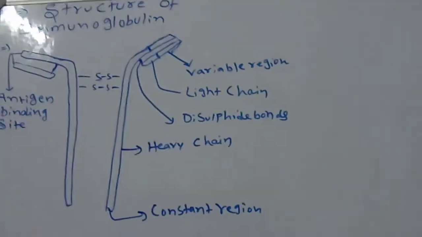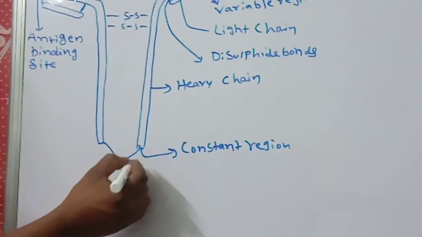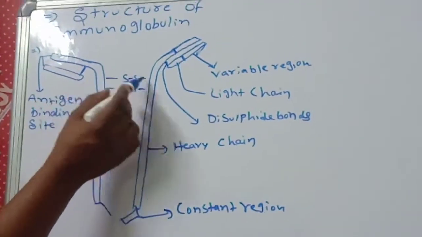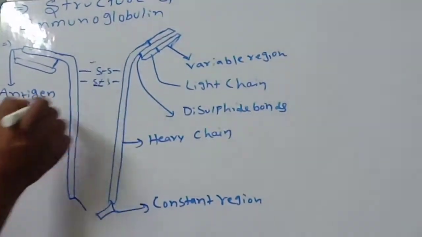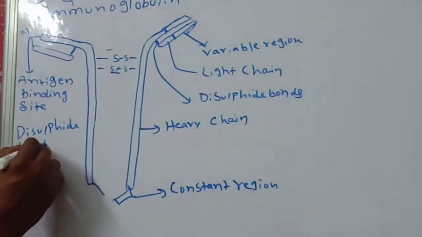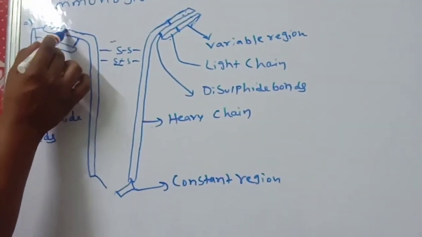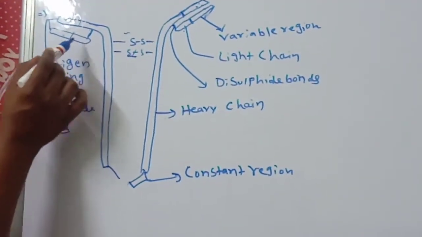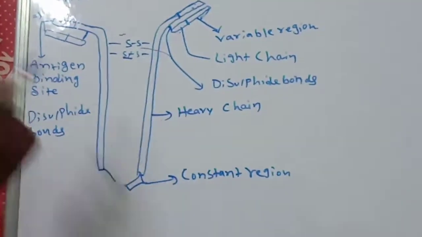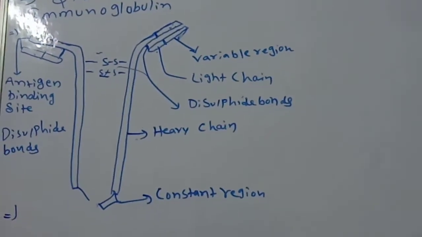There will be two parts. The structure will be there. This particular area, in between the heavy chains and light chains, the connection is there by the help of disulfide bonds. This is heavy chain, light chain, variable region. This is small chain or light chain, disulfide bonds. Here also disulfide bonds, heavy chain, constant region, constant, will not change. Like this, the immunoglobulin structure will be there.